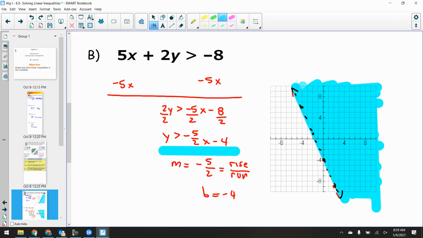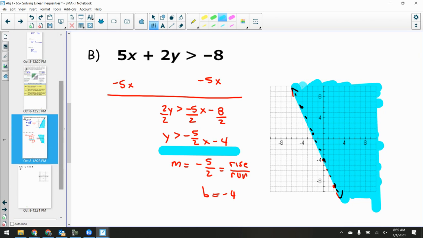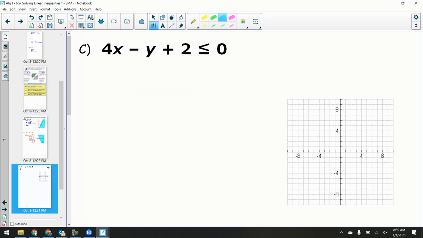You want to use colored pencils? You want to use crayons? I don't care. You can just shade with pencil. That doesn't matter. Let's do one more. I want you guys to practice solving for y. So go ahead and do that. Keep y on the left side for me.